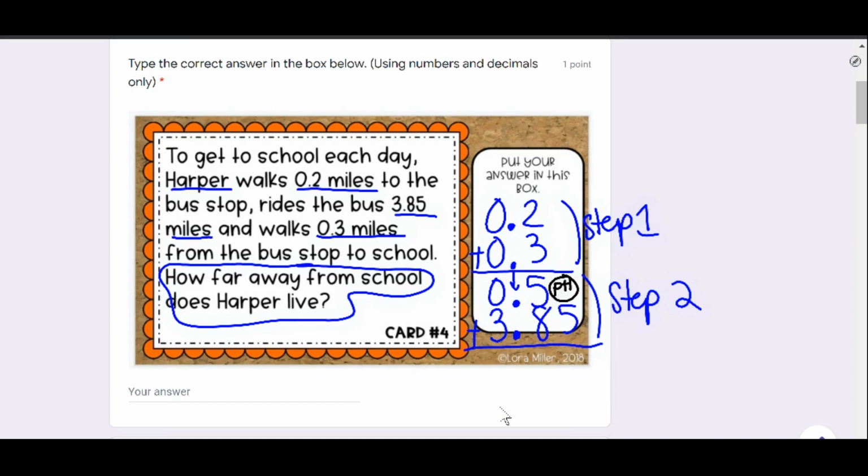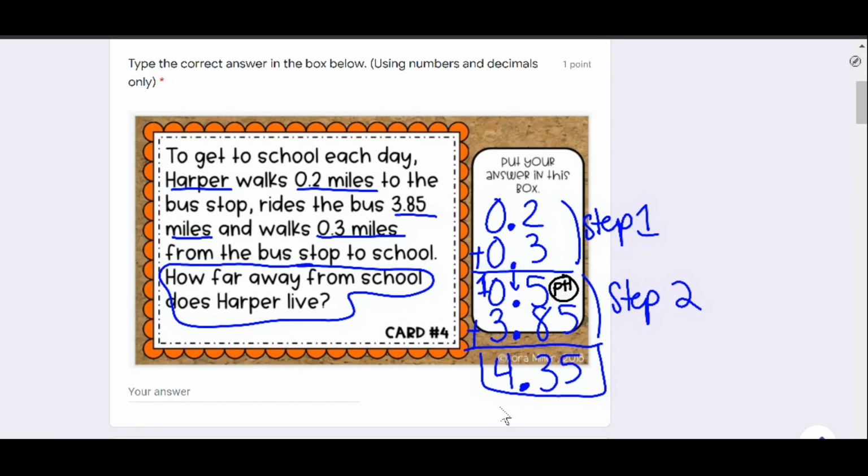So now I have 0 plus 5. I know how to do that. That is 5. Then I have in my tenths place, 5 plus 8. That is 13. I'm going to regroup to my ones place. Now I have my decimal point in front of it, and I have 1 plus 0, which is 1, and then 1 plus 3, which is 4. So she travels 4.35 miles from home to school.